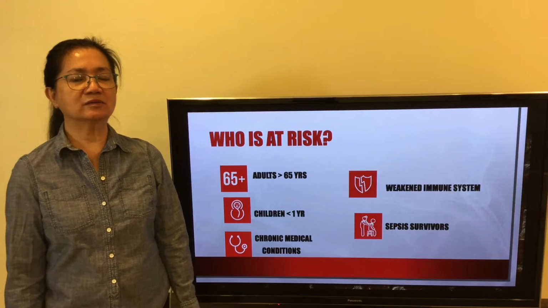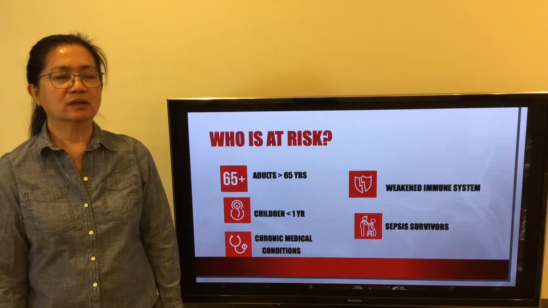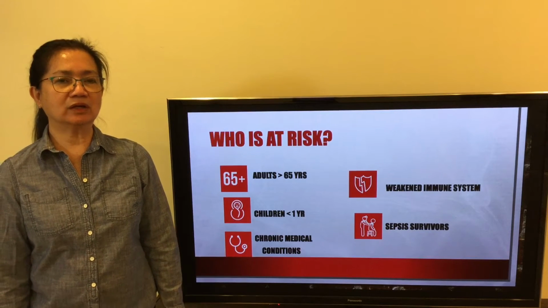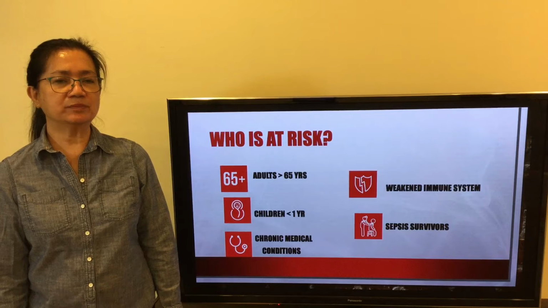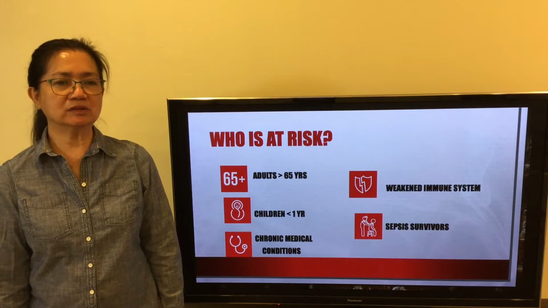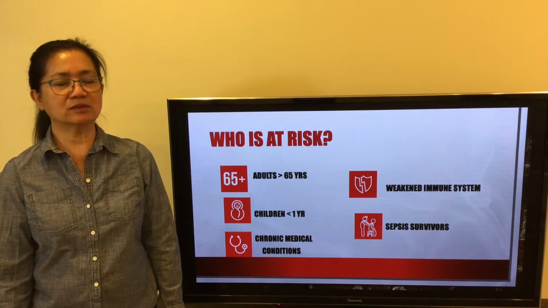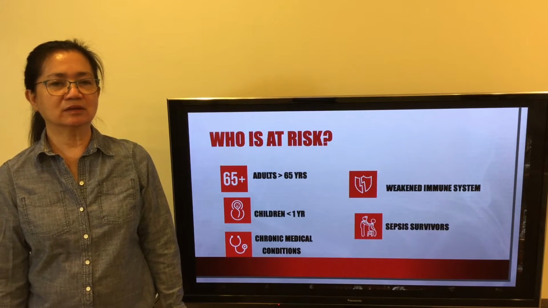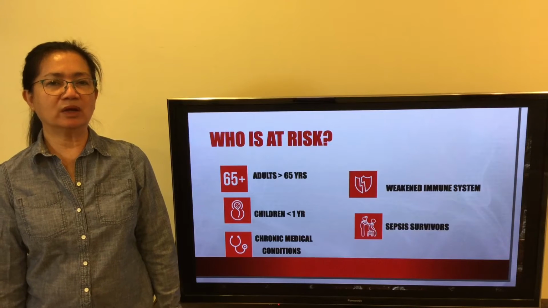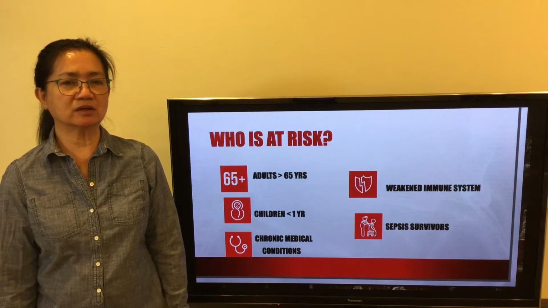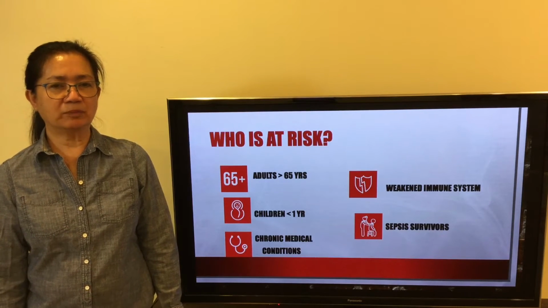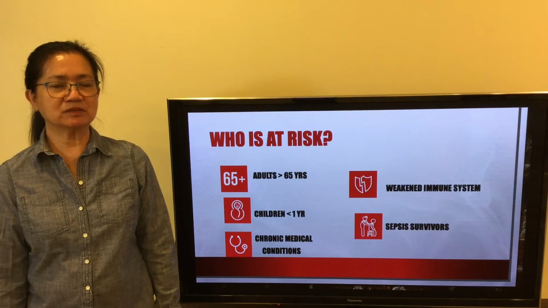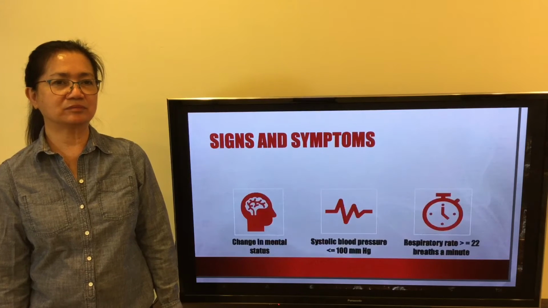So who is at risk for sepsis? Adults who are 65 years and older, children less than 1 year, those people with chronic medical conditions such as diabetes or high blood pressure, chronic kidney diseases, also those people with weakened immune systems such as cancer patients, and those sepsis survivors are at risk.